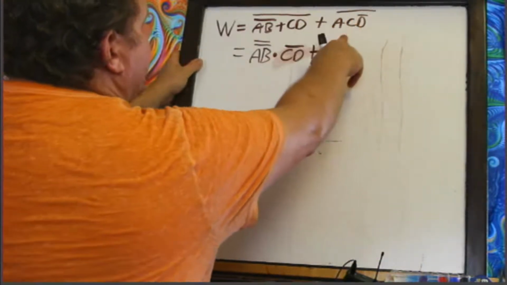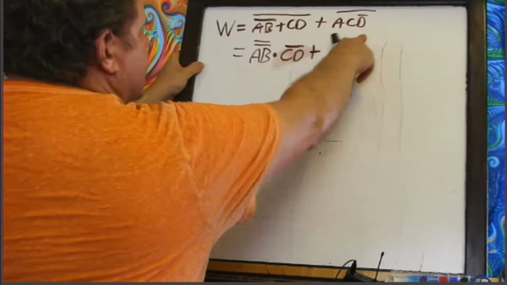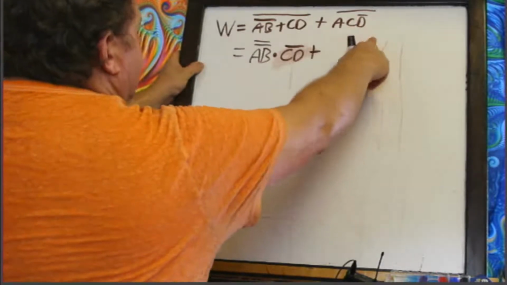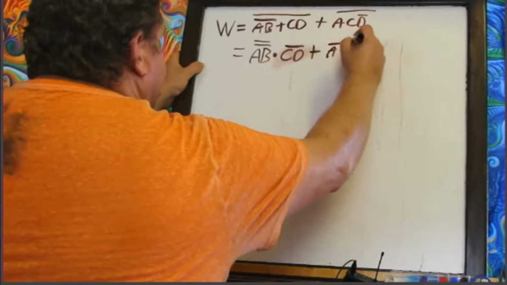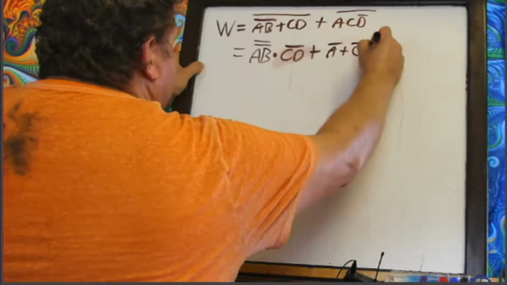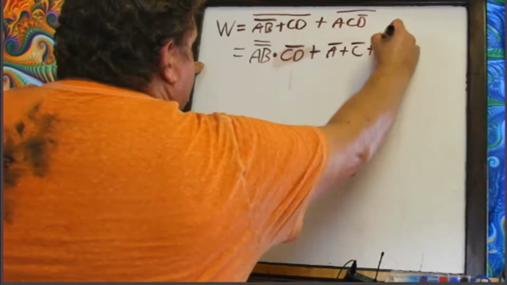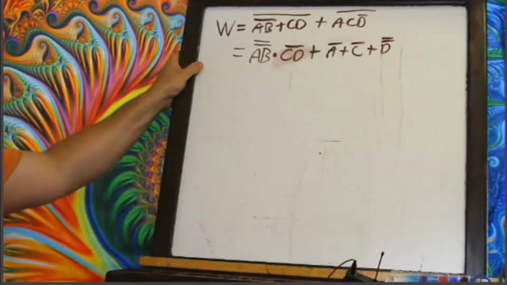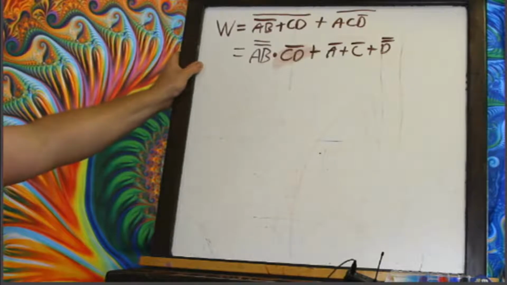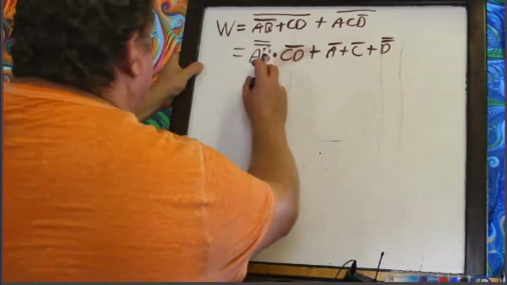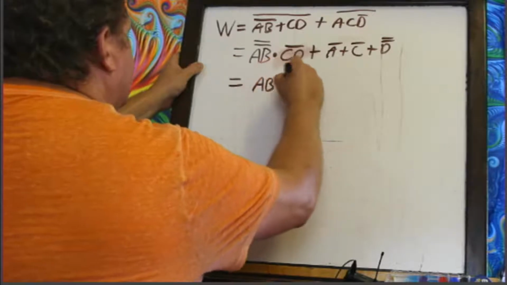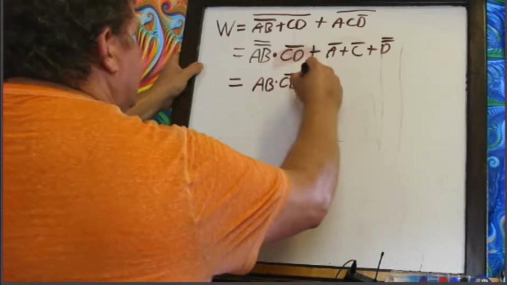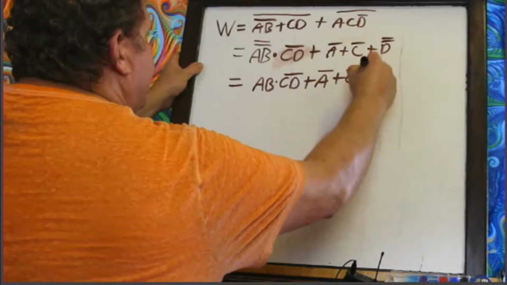I can do DeMorgan's on this as well. Break the bar, change the sign. I know there's three of them here, but that doesn't matter. So I'm going to break the bar, change the sign. So A NOT plus C NOT plus D double NOT. Okay? In this next step, I'm going to go ahead and eliminate my double bars. So now I've got AB, CD plus A NOT plus C NOT plus D.